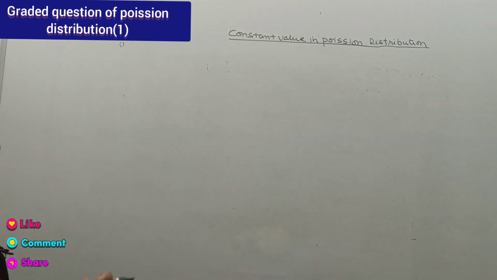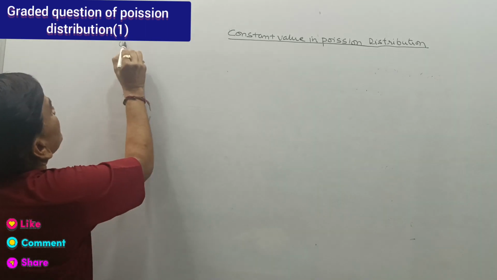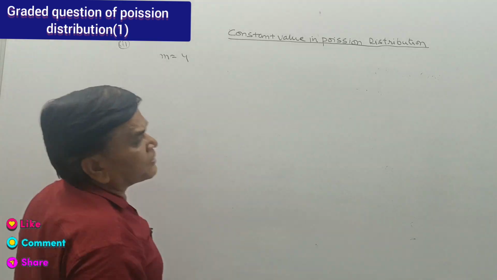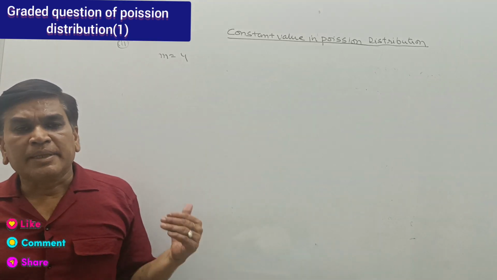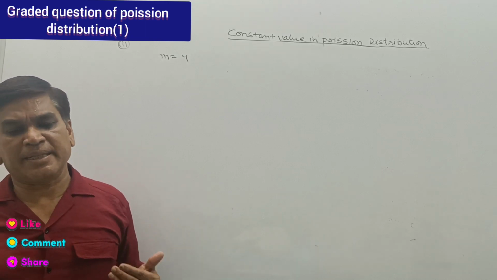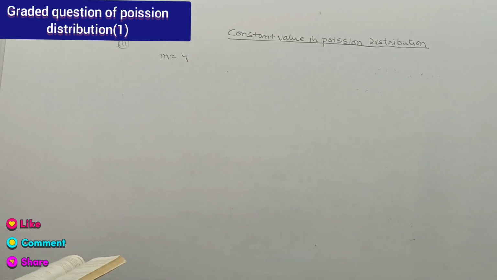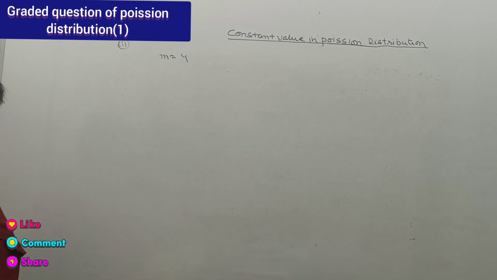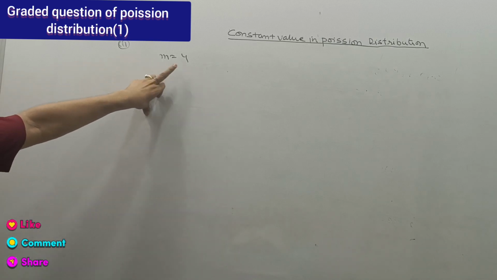Firstly the question is saying that in an industry past data show that on average there are 4 accidents. Secondly, I am repeating the question. Past experience shows that in a plant an average of 4 industrial accidents per month. Find the probability that in a certain month less than 4 accidents will occur with the help of Poisson distribution. So average 4 accidents.